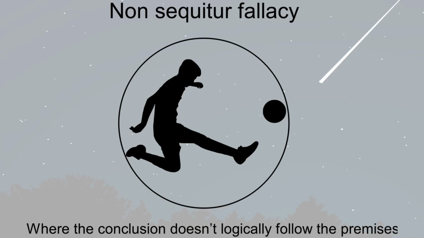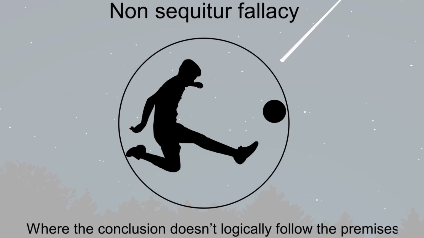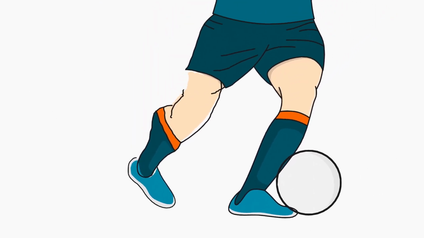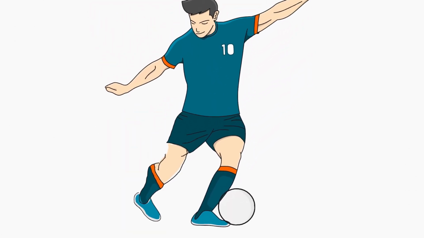Others. Non sequitur fallacy, where the conclusion doesn't logically follow from the premises. Example, my favorite footballer is Messi. He's the greatest player, therefore everyone named Messi is the greatest football player.